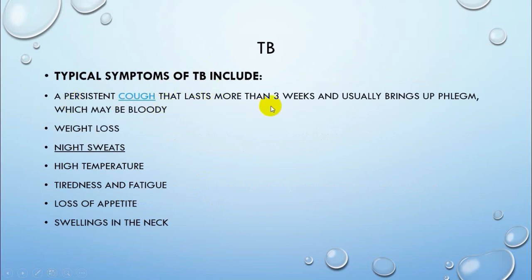The signs of tuberculosis are coughing that lasts more than three weeks and usually brings up phlegm, weight loss, night sweats, high temperature, tiredness and fatigue, loss of appetite, and swelling in the neck.